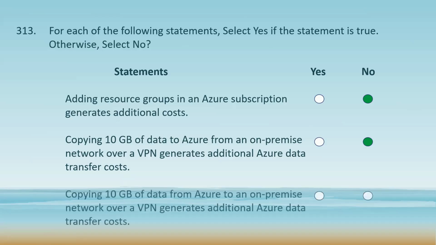And the third statement is copying 10 GB of data from Azure to an on-premise network over a VPN generates additional Azure data transfer costs. And friends, this statement is correct because here you are moving data outside of Azure, and for that you are always billed. Whether you are moving data from Azure to on-premise or you are moving data from one region of Azure to another region of Azure, you will incur charges. The charges you incur depends on how you are moving data.